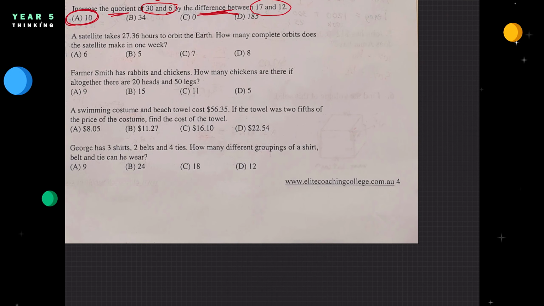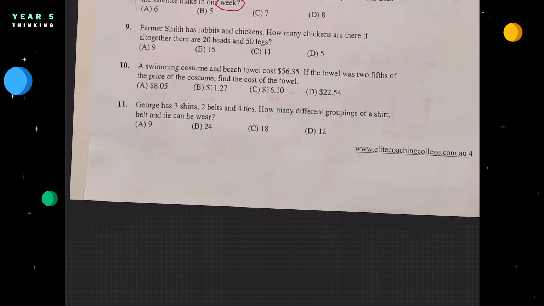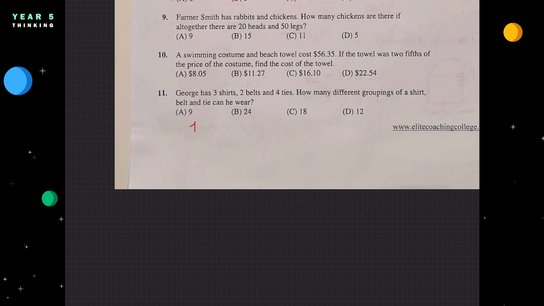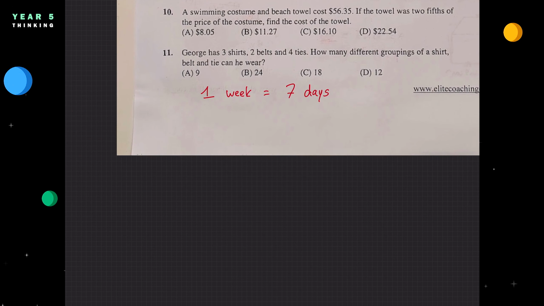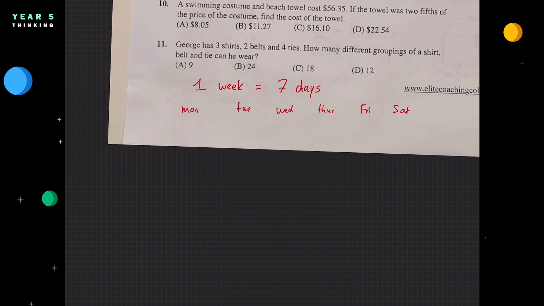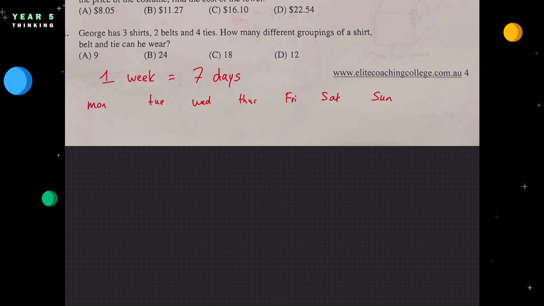So first of all, we need to know how many hours are in a week. In a week, how many days do we have? In 1 week we have 7 days. We got Monday, Tuesday, Wednesday, Thursday, Friday, Saturday, and Sunday. So there's 7 days in a week.